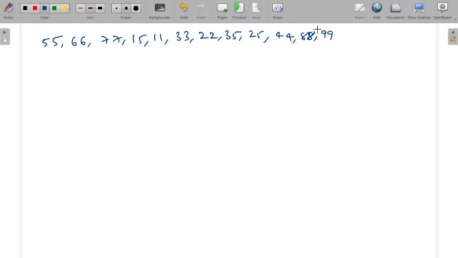Okay. Do you want me to solve this problem now? Constructing an AVL tree for this problem?